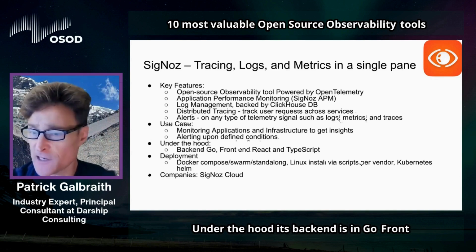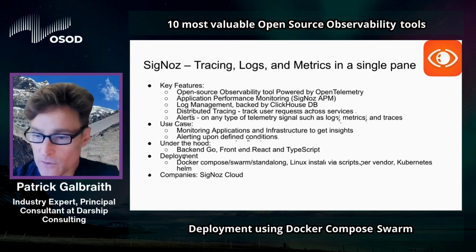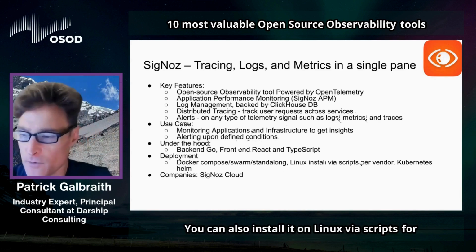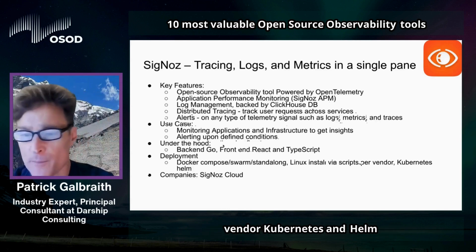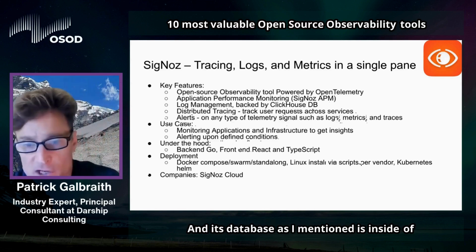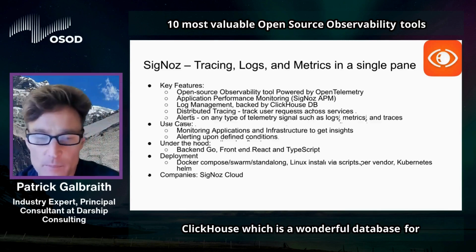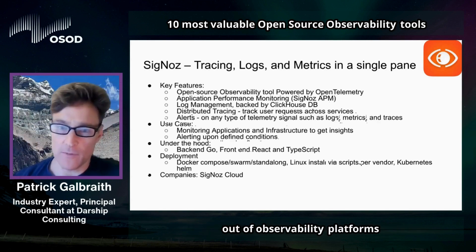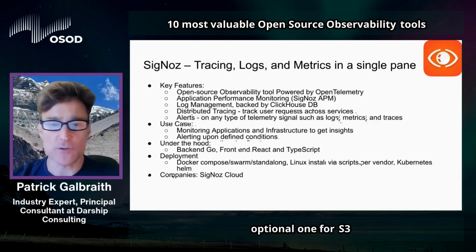Under the hood, its backend is in Go, and the front end is React and TypeScript. Deployment uses Docker Compose, Swarm, and standalone. You can also install it on Linux via scripts, per vendor, Kubernetes, and Helm. Its database, as I mentioned, is ClickHouse, which is a wonderful OLAP database for data like this that's pulled out of an observability platform. For long-term storage, there's an optional one for S3.